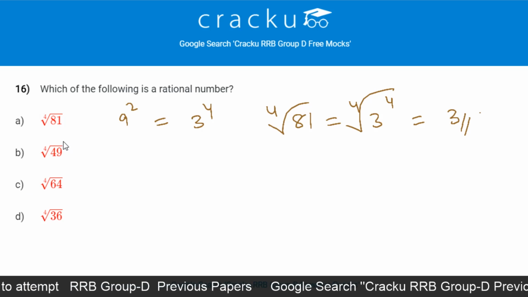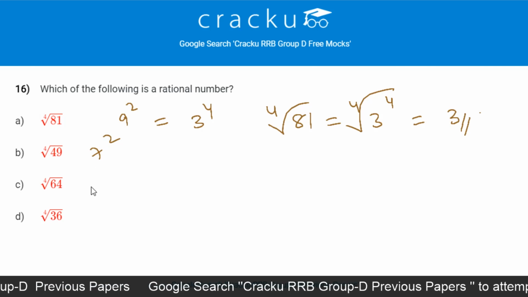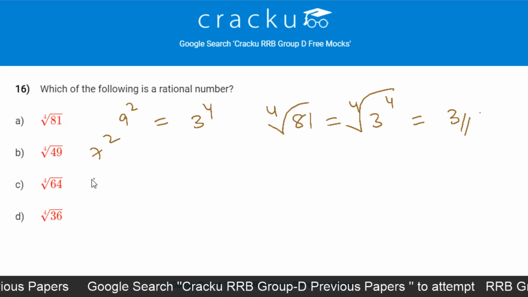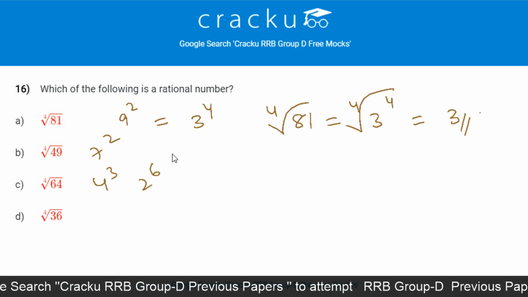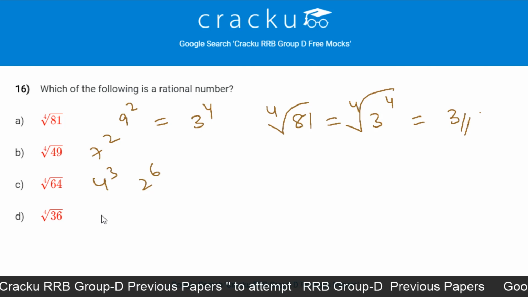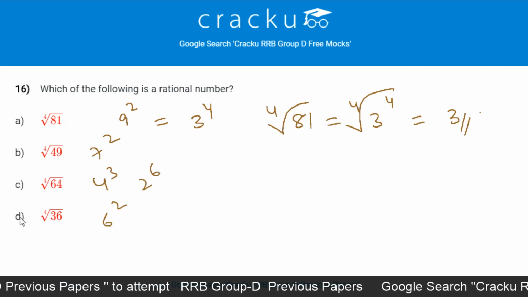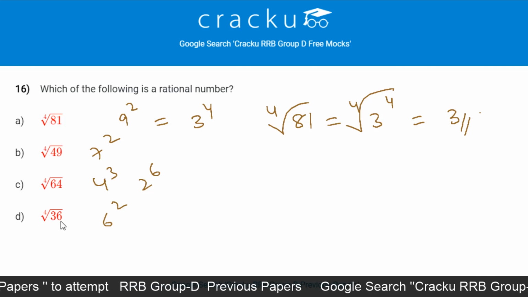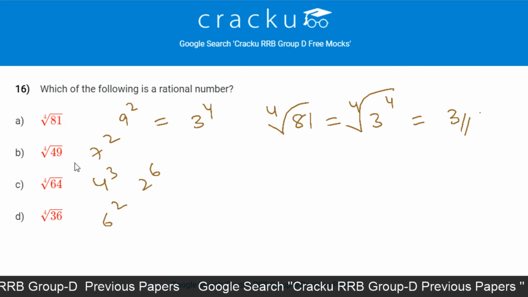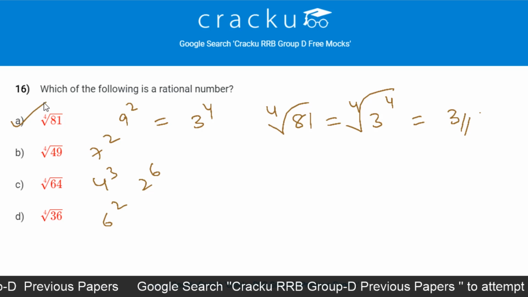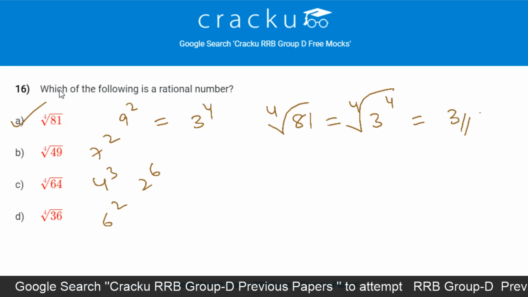But if you see, none of the others work. 49 can be written as 7 square, 64 can be written as 4 cube or 2 power 6, 36 can be written as 6 square. None of them has a proper 4th root. So the answer for this question is 4th root of 81. All other numbers are irrational numbers.